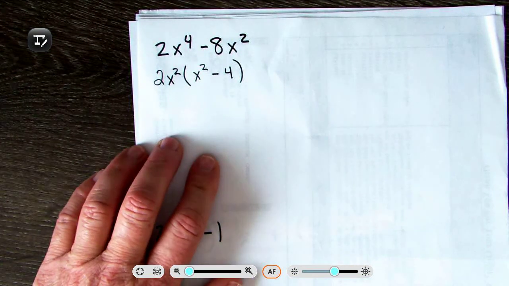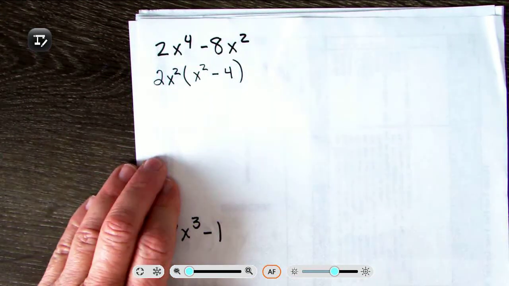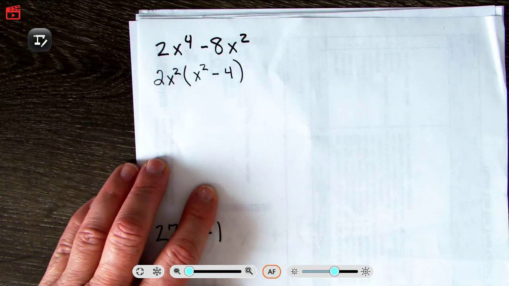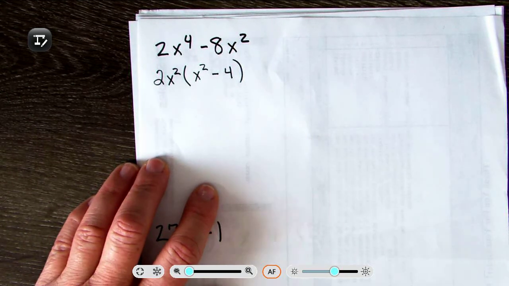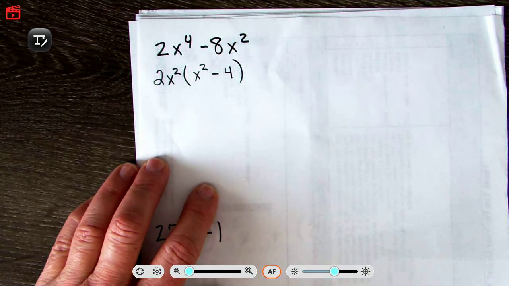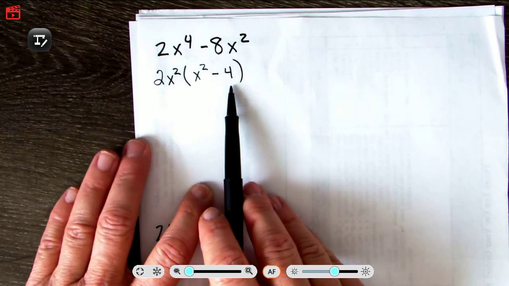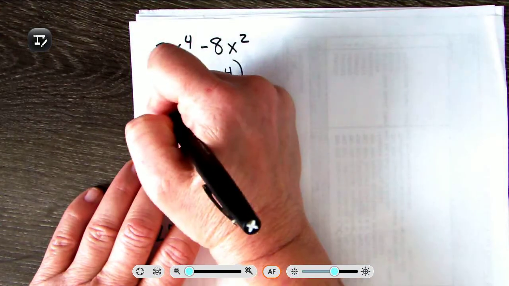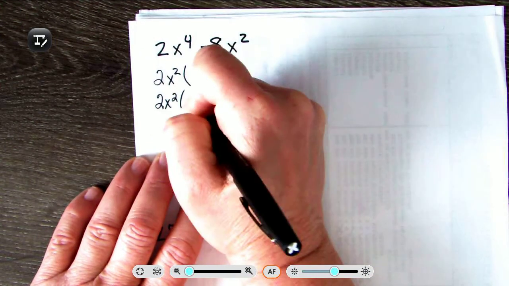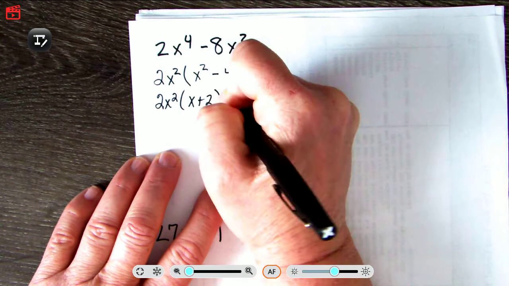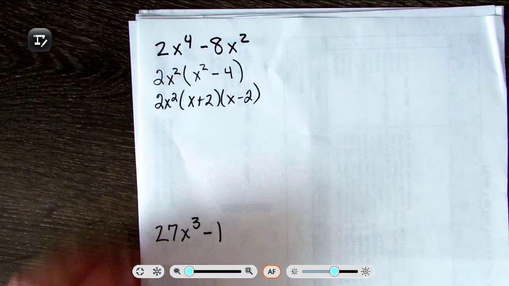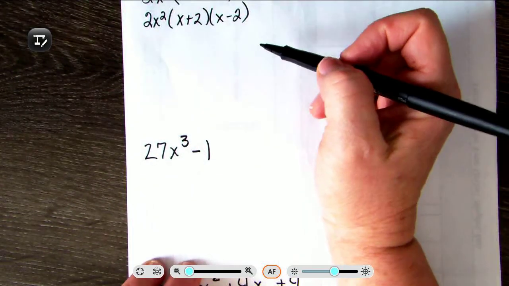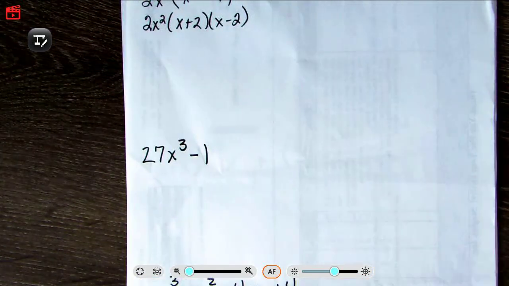Now, some things that should happen when we see two terms. We should be thinking difference of squares, difference of cubes, sum of cubes, because those are the things that have two terms that can go down further. This one happens to be a difference of squares. So it will factor x plus 2 and x minus 2. If you are rusty, please spend some more time working on these.